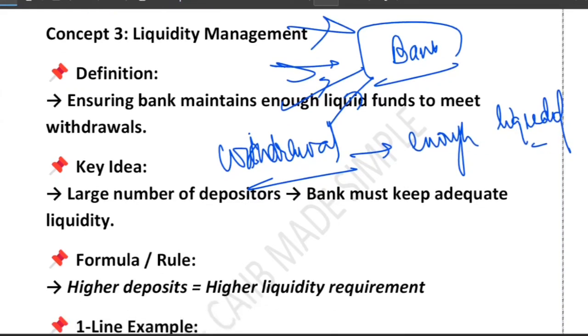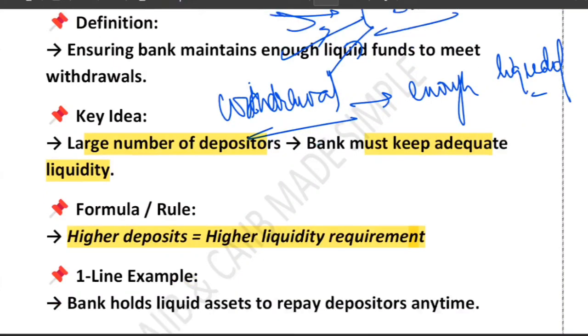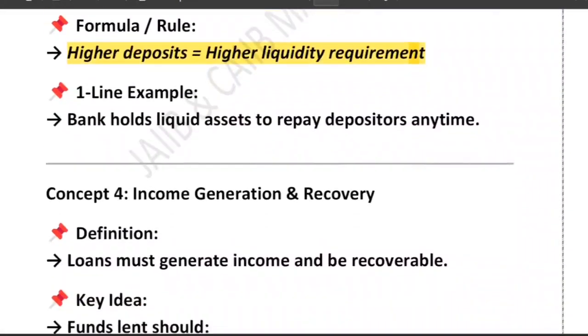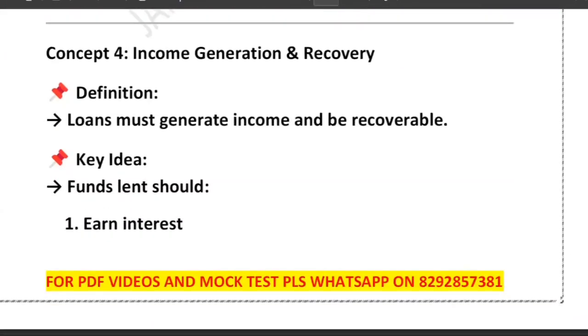So basically the rule is that higher deposit means higher liquidity requirement. More deposit means higher liquidity requirement. That's it. So with a large number of depositors, the bank must keep adequate liquidity. Next, one example they have mentioned is that banks hold liquid assets to repay depositors anytime.